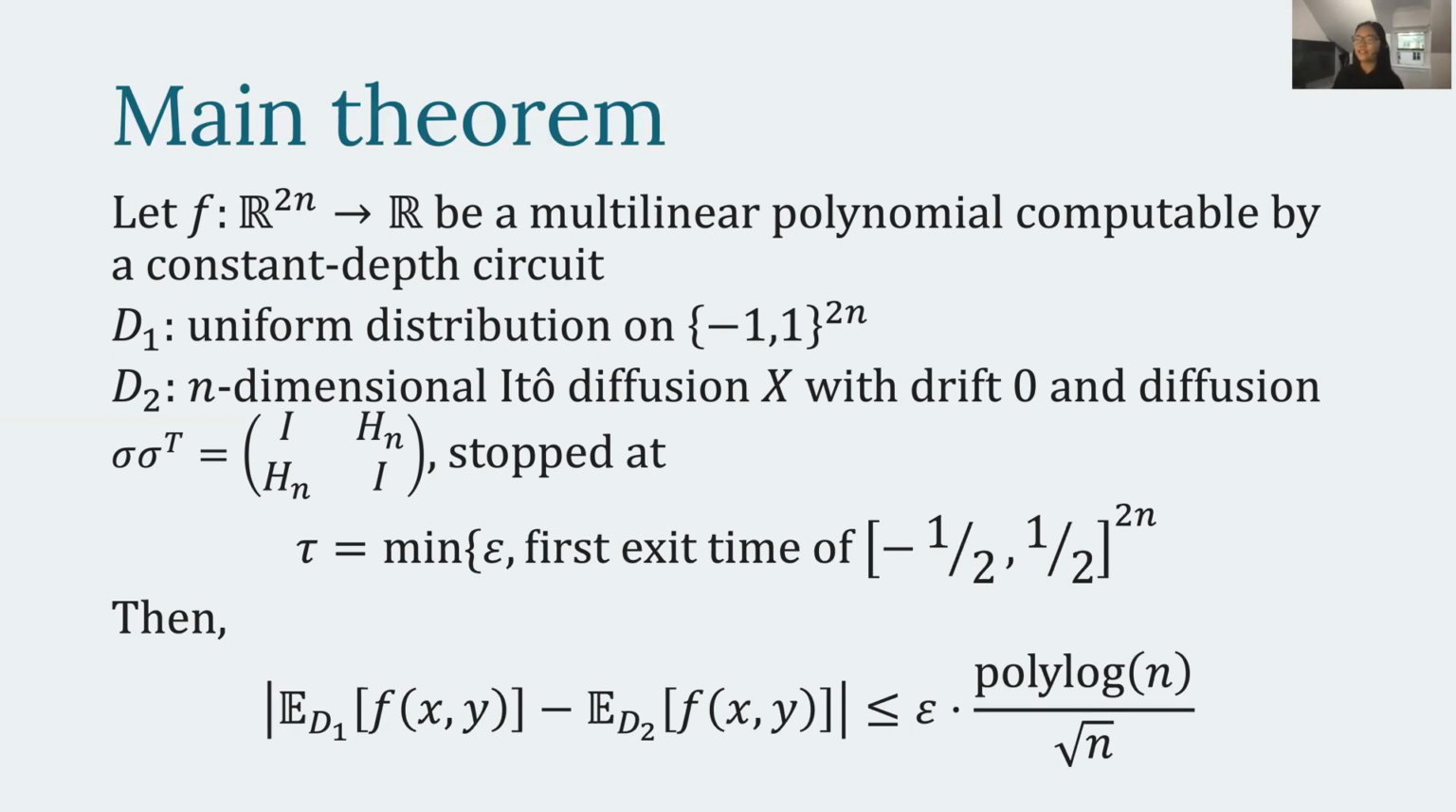Then I will say that the difference in expectation under these two distributions is going to be bounded by epsilon times some polylogarithmic factor over square root n. The square root n factor comes from the fact that the HNs are normalized so that the entries of HN are all less than square root n. And the polylog n factor is going to come from bounds on the second derivatives of f.